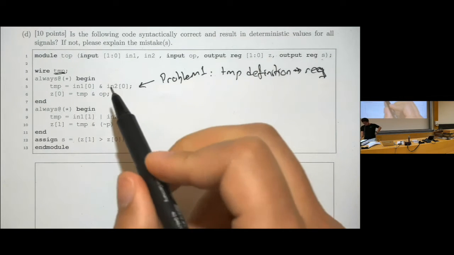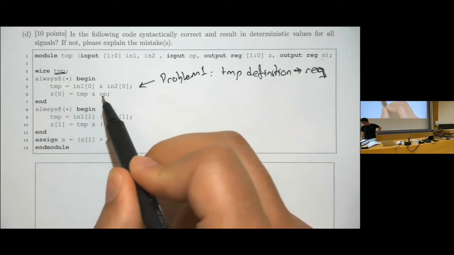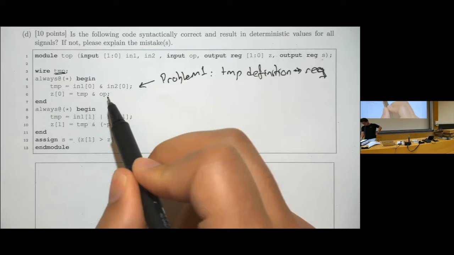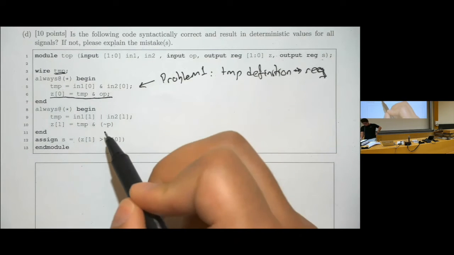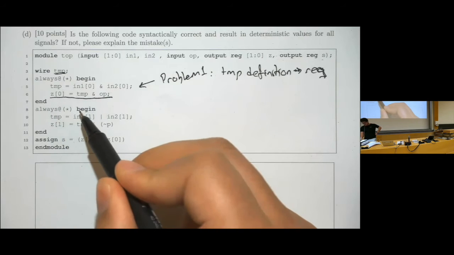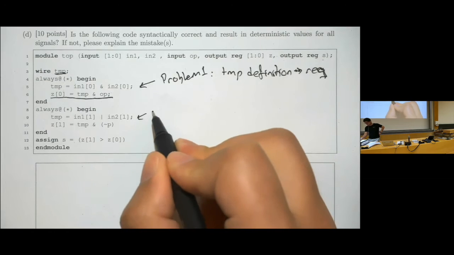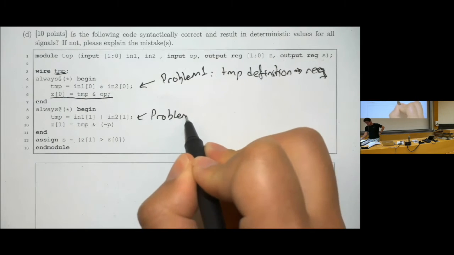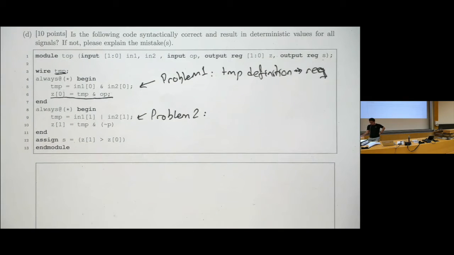In the next line, we have an assignment to Z, and then it's TMP and OP. This looks fine. There's nothing wrong with this line. And then the second always block, we have another assignment to temp. So this is another problem. Because we already have an assignment to TMP in the first always block, the second always block has the same sensitivity list, and it's making an assignment to the same value.